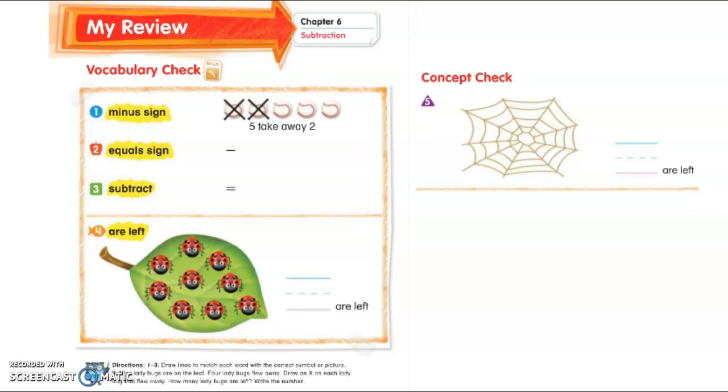We are wrapping up subtraction today. So we are just doing my review and seeing what we've learned about subtraction this chapter. So let's be on page 429 in your math book.